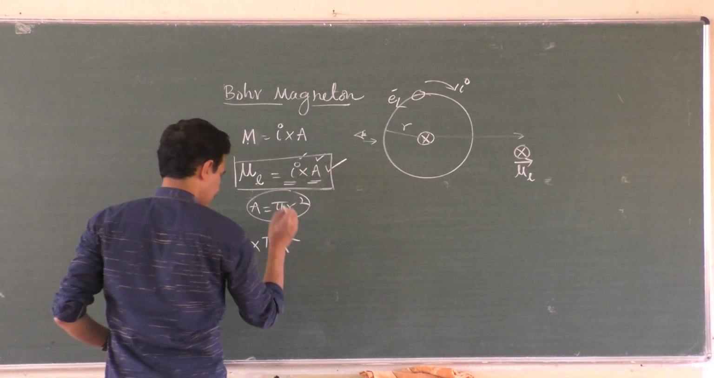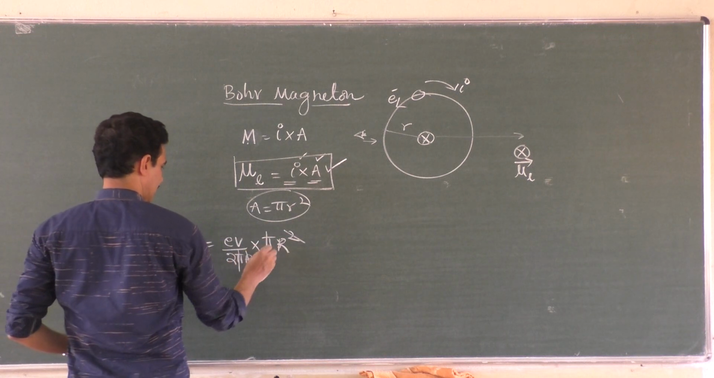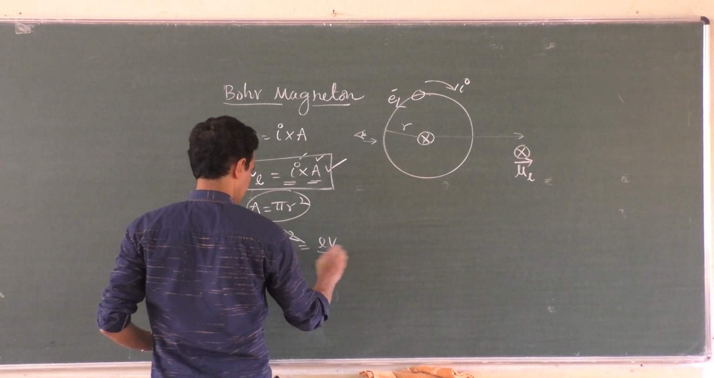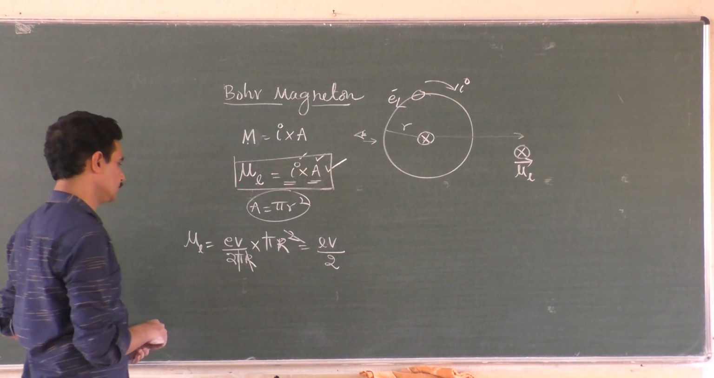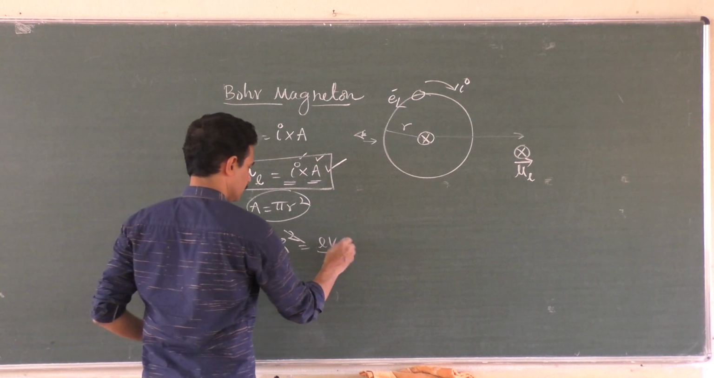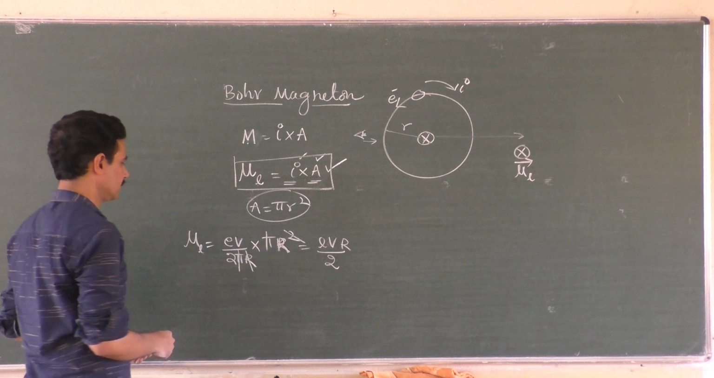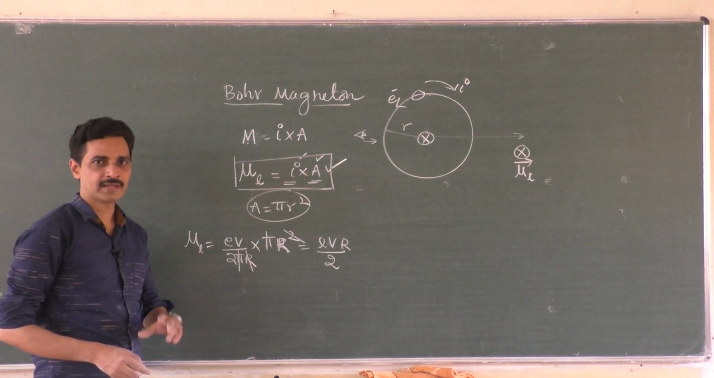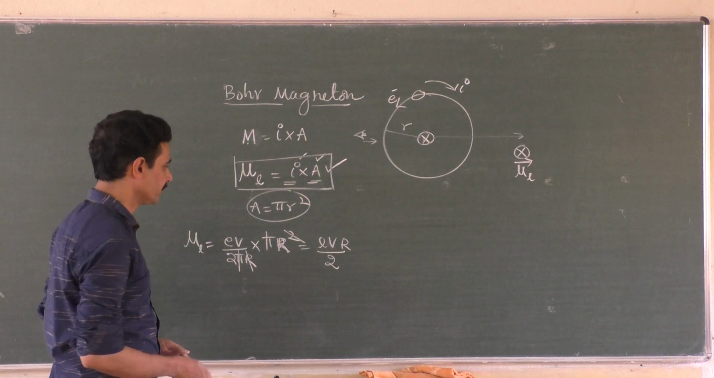Here I have to use the same pi r squared. 1 r gets cancelled here. 1 pi gets cancelled here. So I get EV divided by 2. EVR divided by 2 gives, only 1 r is cancelled. EVR by 2 gives the magnetic moment. Magnetic moment produced by an electron which is moving around the nucleus.